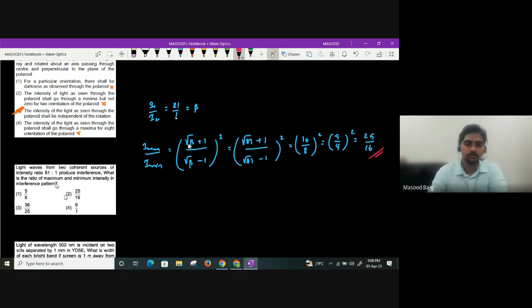Is that clear, all of you? The ratio of maximum to minimum intensity will be given as root beta plus 1 divided by root beta minus 1 whole square. If you know the ratio of the intensities, then I can write maximum to minimum intensity as root beta plus 1 divided by root beta minus 1 whole square. I hope it is clear, all of you.